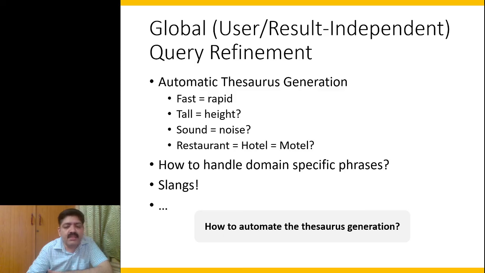And there are many domain specific phrases. Let's say you belong to the finance world, or let's say you belong to the sports world. You might have some lingo which might not appear in the thesaurus, the slang words, and so on. There are many that we could go on, which go beyond the limits of thesaurus. So the central question now is how to automate the thesaurus generation.